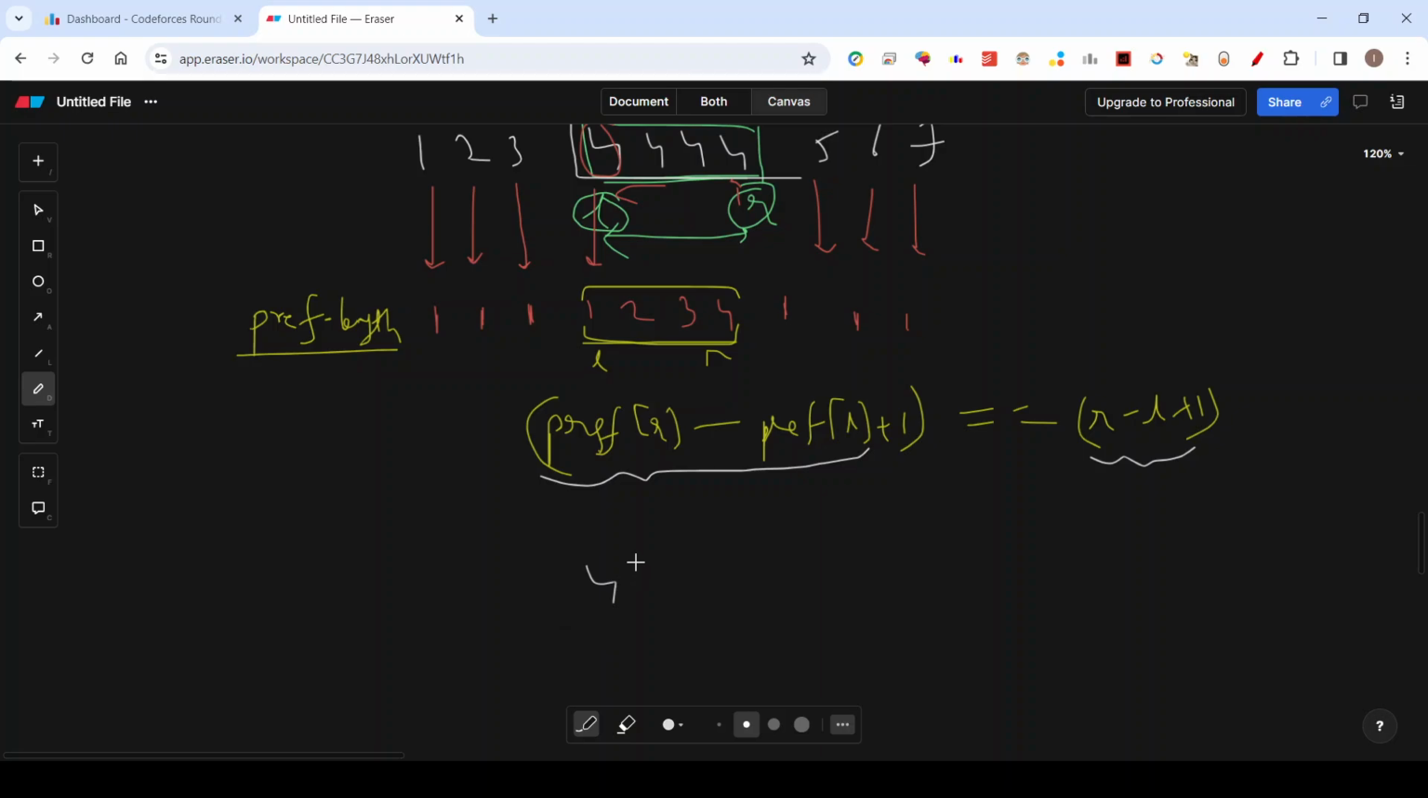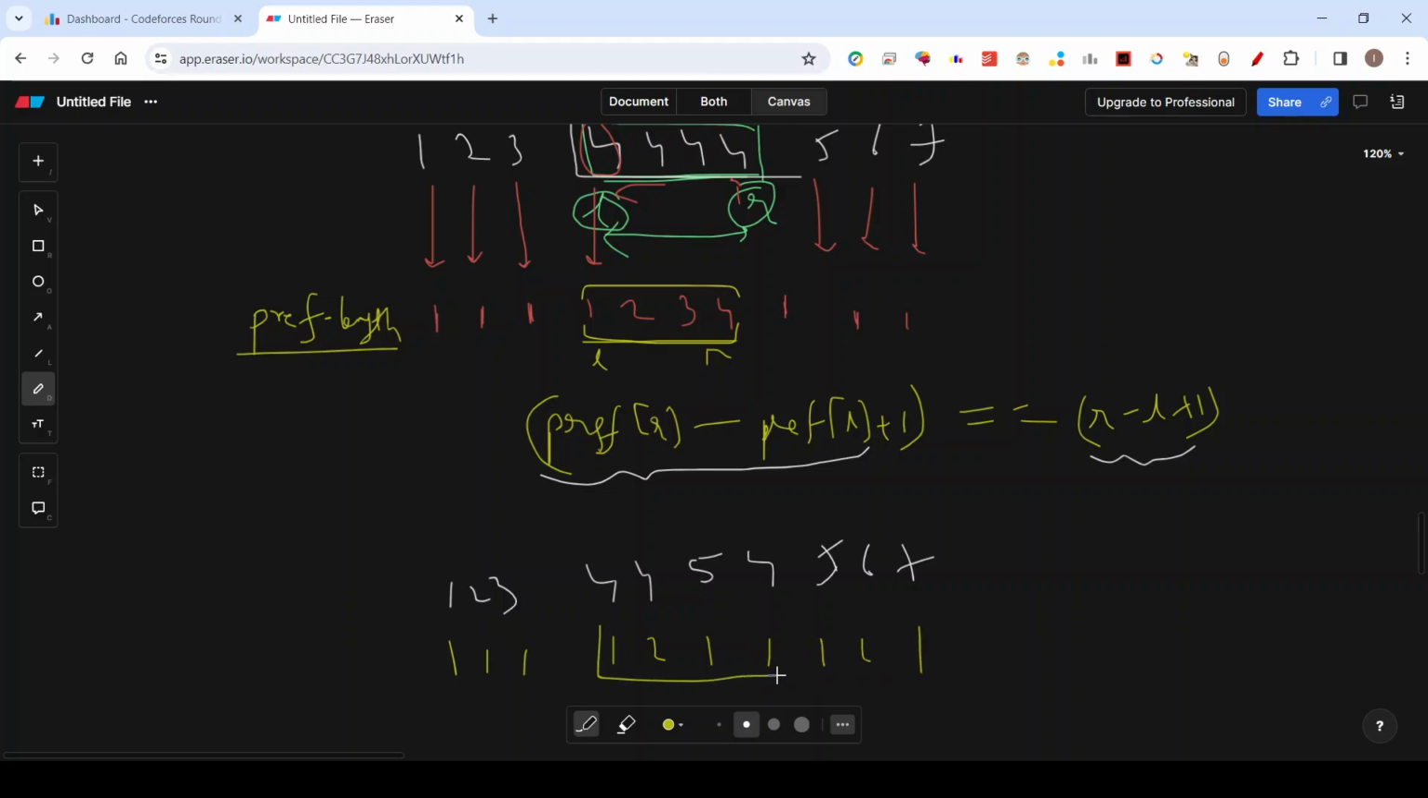If instead of 4 4 4 4, it was 4 4 5 4, and the remaining elements were the same, 5 6 7, and here 1 2 3, then what would the prefix length array look like? It would be 1 1 1, 1 2 1, because it was reset to 1 again, 1 1 1 1.